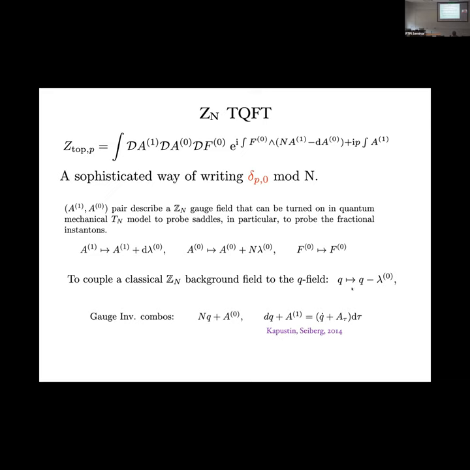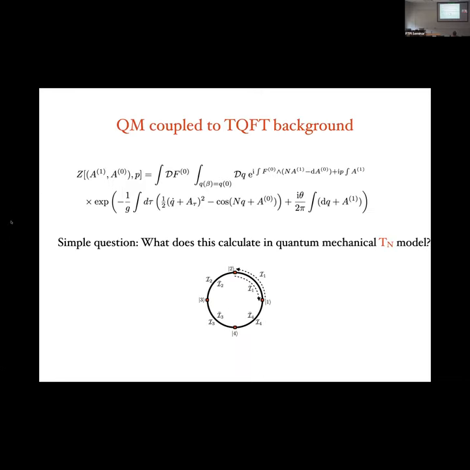This thing has some gauge invariance here. And in order to couple this thing to quantum mechanics, we declare that our path configurations also transform under this. Hence, the gauge invariant combinations are these: Q dot is replaced with Q dot plus A1, and NQ is replaced with NQ plus A0. These are the gauge invariant combinations. If you do this, the partition function becomes this. It looks somewhat complicated, but it's actually something very simple. So I will tell you what this is exactly.